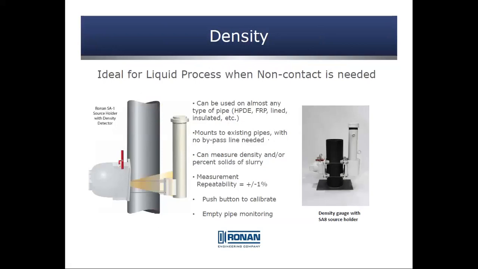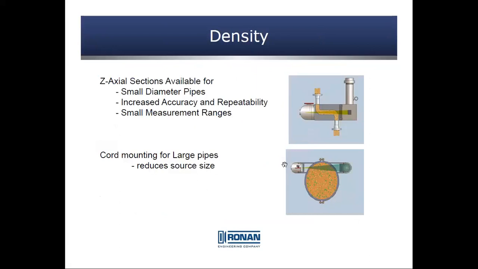Our goal is to give you a measurement repeatability of 1%. On our controller, we have a push button to help calibrate, and we can offer empty pipe monitoring, so we give a signal when the pipe goes empty. Sometimes you can't go straight on a pipe because it's too small or it's too large. So we offer density solutions that would go on what we call a Z-section. That's for smaller pipes, generally small measurement ranges, and increased accuracy better than 1%.